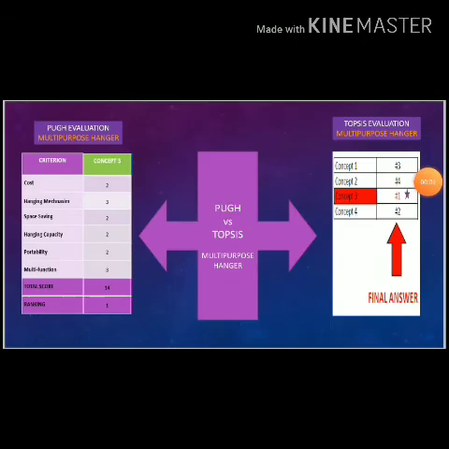Okay guys, frankly speaking, by comparison of the Pugh evaluation metrics and the Topsis evaluations for the multi-purpose hanger, I can absolutely say that concept number 3 will be on the first rank, since both the Pugh and the Topsis support the same result. However, in comparison, concept number 2 will be on the lowest ranking, because it produces the lowest score for both Pugh and Topsis.